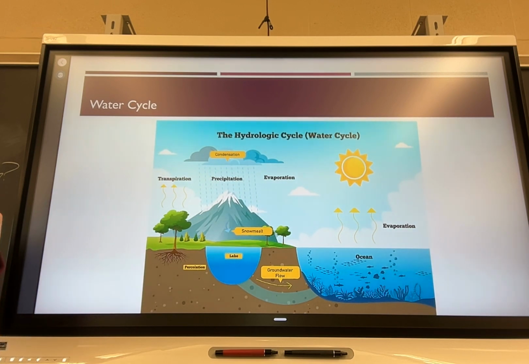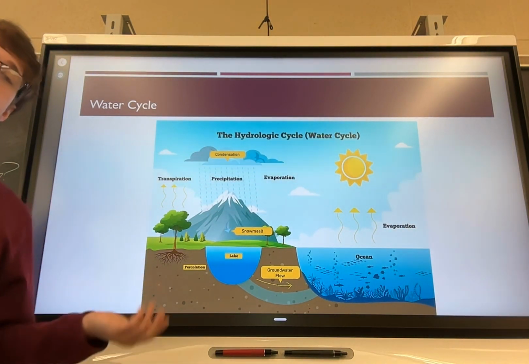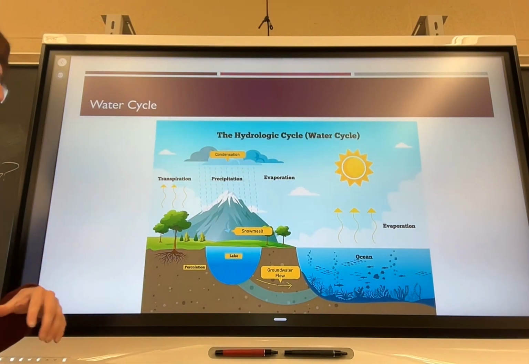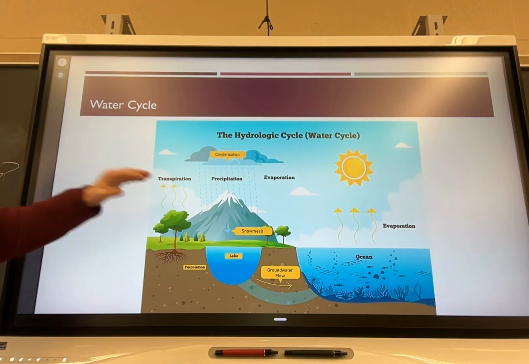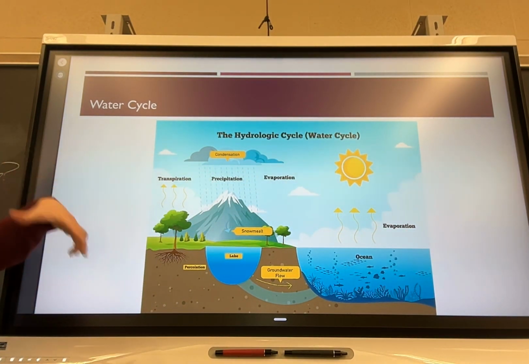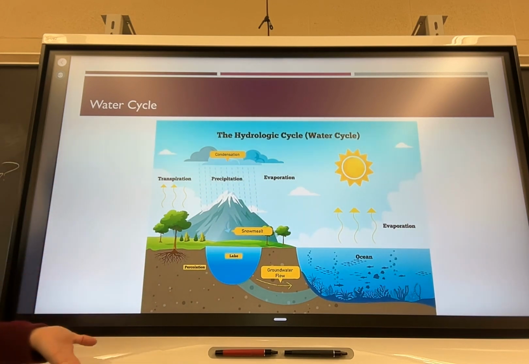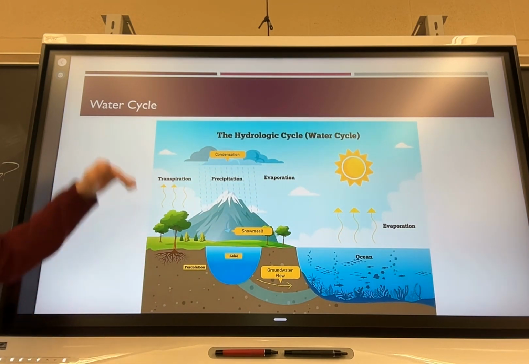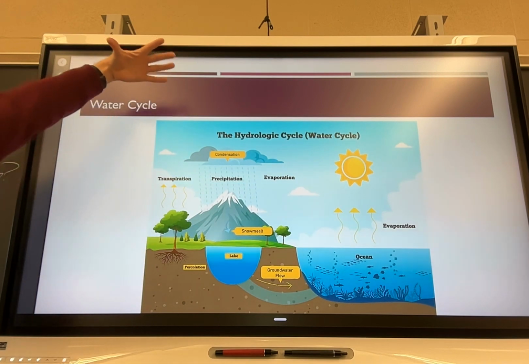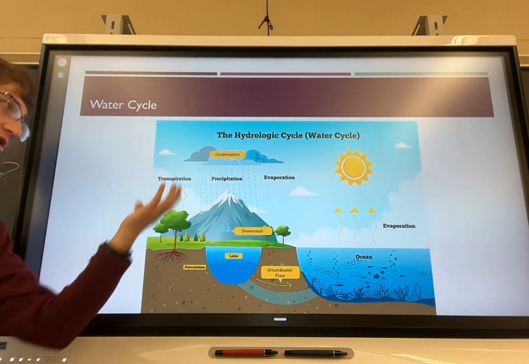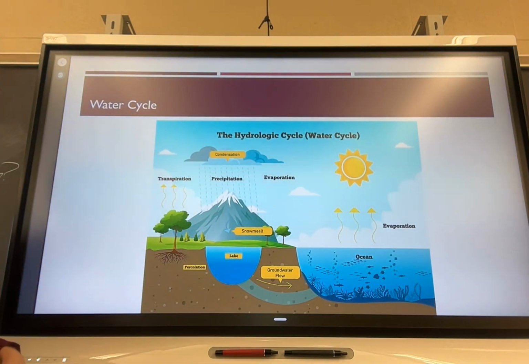You can also have evaporation from plants and animals, and we call this transpiration. In humans, you often think of perspiration as sweat. But transpiration is the movement of water out of a plant, kind of like the plant is sweating. And again, this is going to go back up into the atmosphere, cause more condensation, and produce more precipitation.